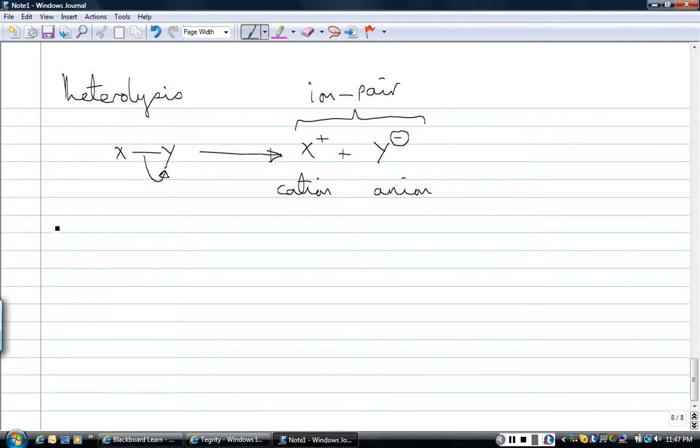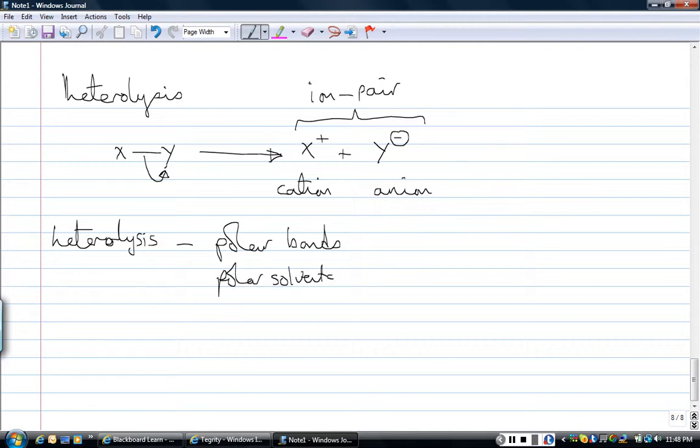Well, obviously, heterolysis then will be encouraged by polar bonds, right? And the more polar, the better. It would occur in polar solvents, and it would occur under ambient conditions. In other words, no excessive heat and certainly no light, right?